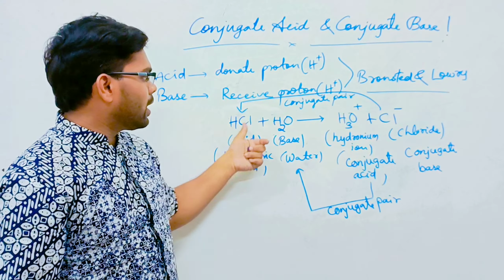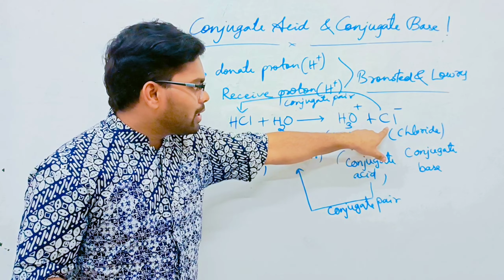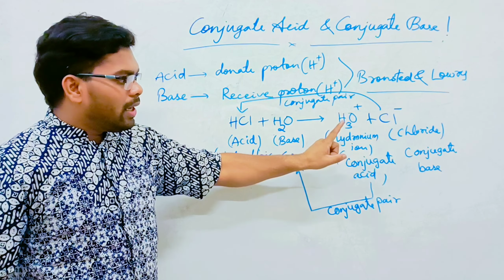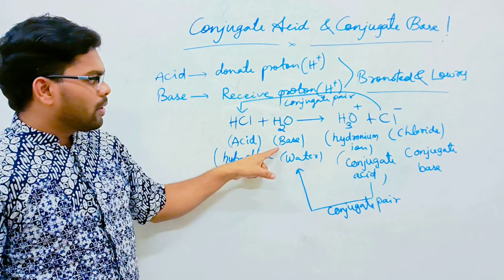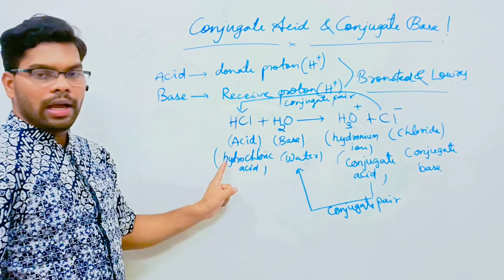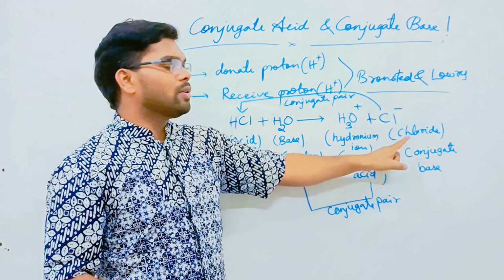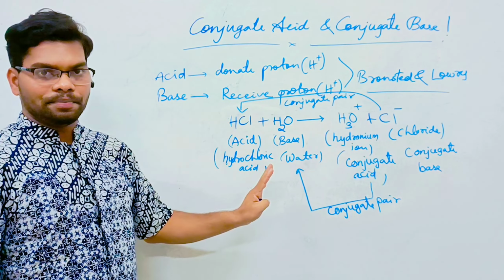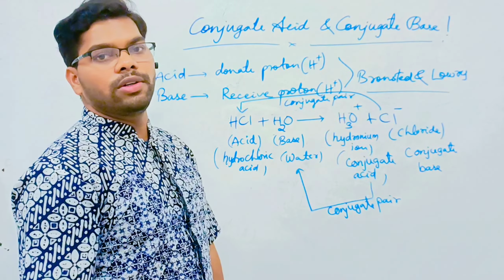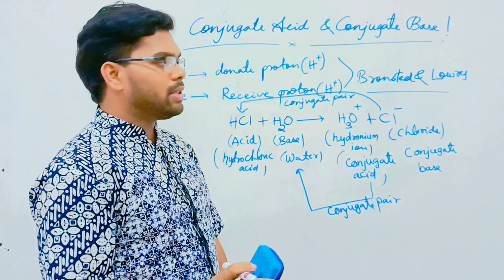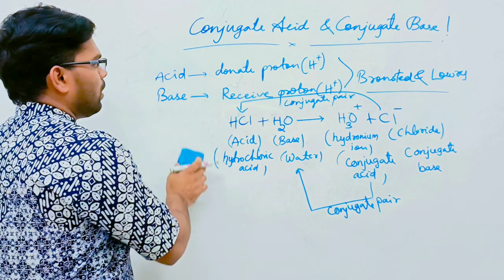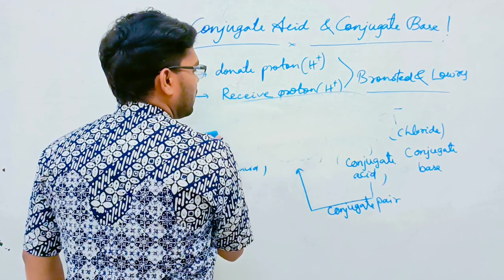Okay, one is hydrochloric acid, another is chloride. Chloride is formed from the acid, therefore it is called the conjugate base. And hydronium ion is formed from the base. So conjugate acid comes from the base, conjugate base comes from the acid. So these couples are known as conjugate acid and base. Is it clear? Right? Now let's understand how you are going to find the conjugate acid and bases if the substances are given to you separately. Alright, so let me tell you that.